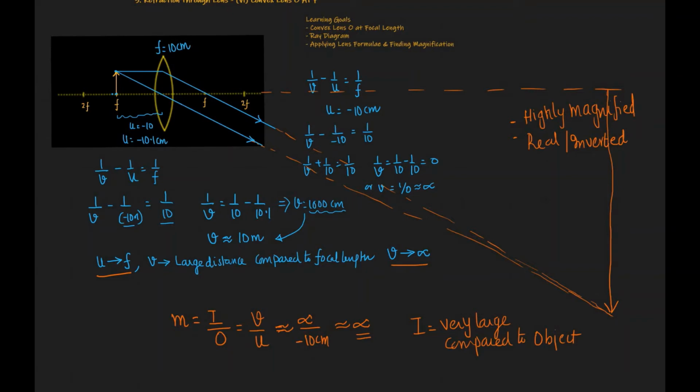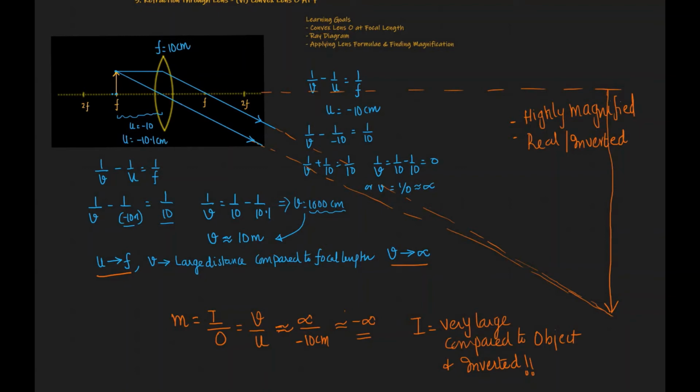so your magnification will be inverted. So this is minus infinity, right? So this is tending to minus infinity. So the image is very large compared to the object and inverted. So that's what you get.